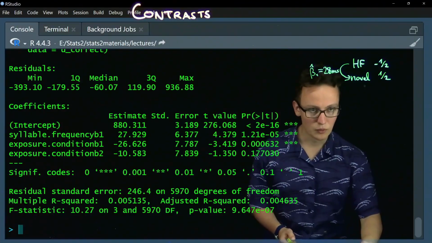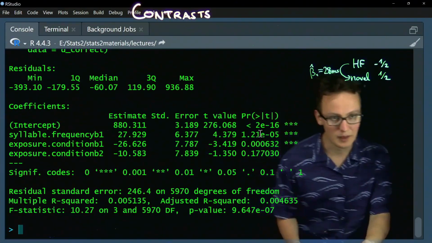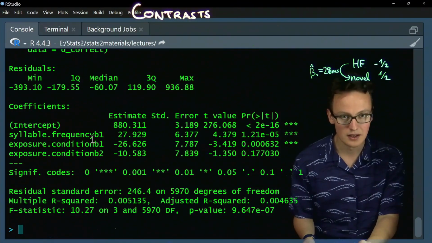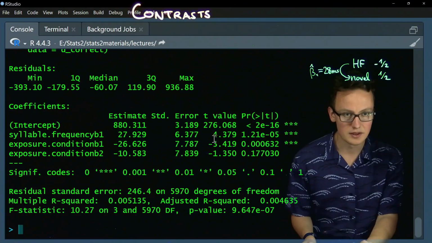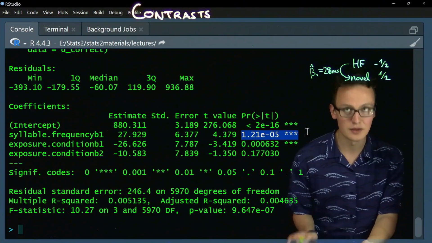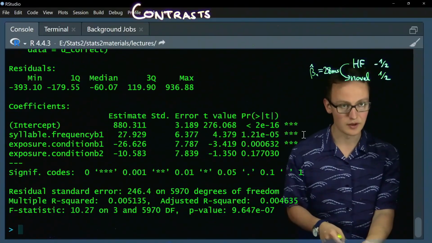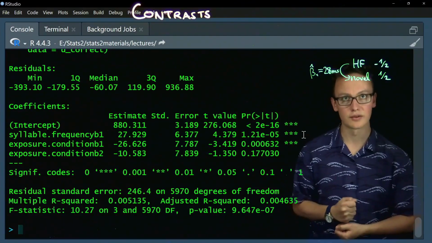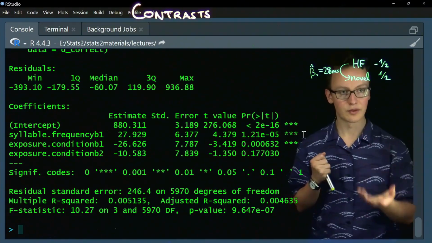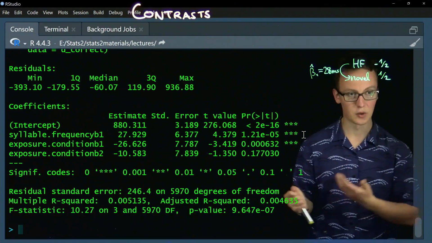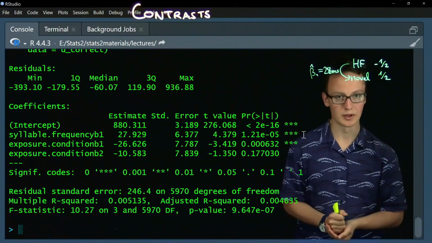And we have also this result of the hypothesis test. So we can see that on this parameter, there is this t-test result where we see that this difference is indeed significant. So there is an actual significant difference between the highly frequent versus the novel syllables and how quickly they are responded to in this experiment.